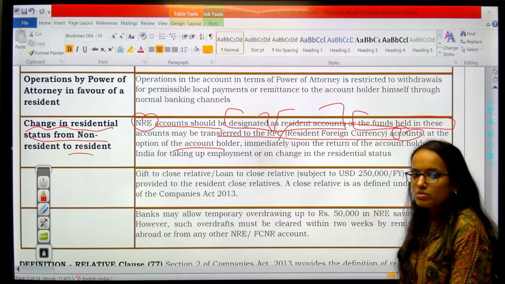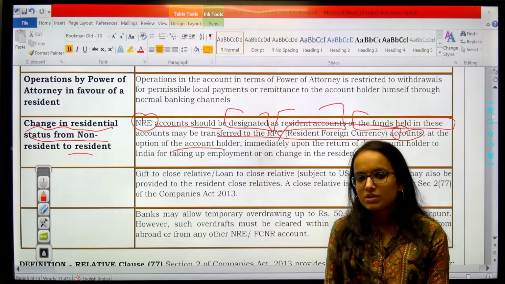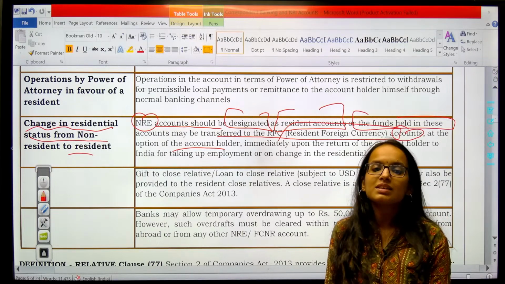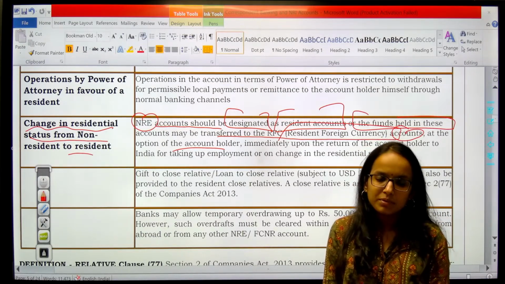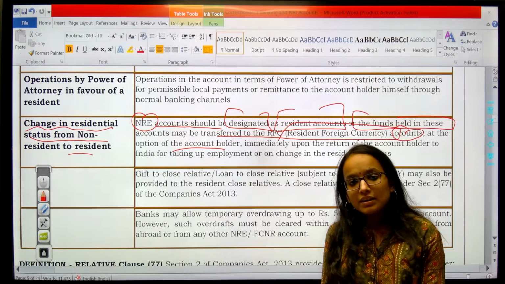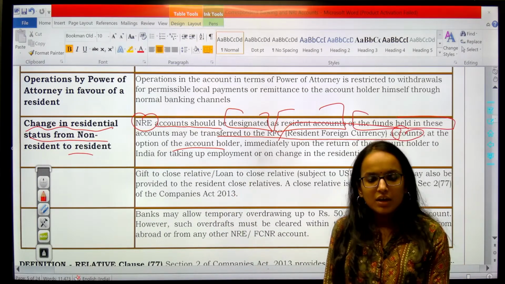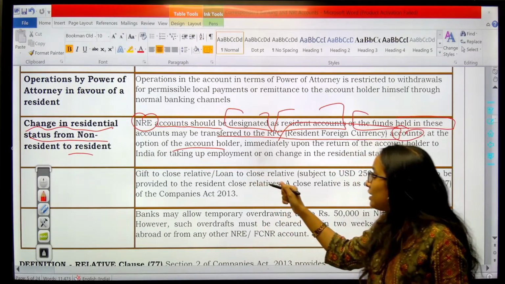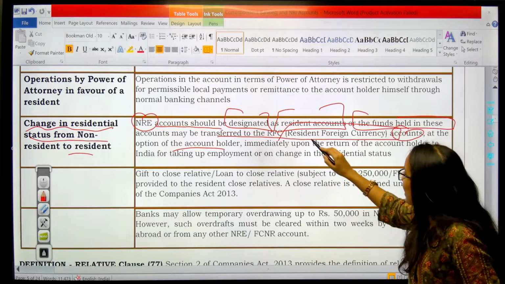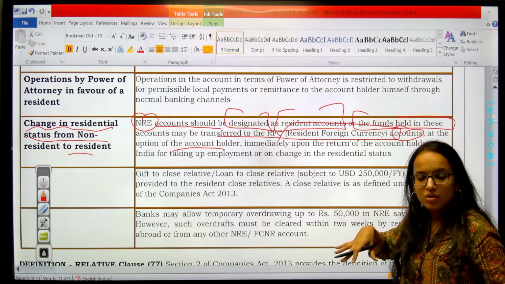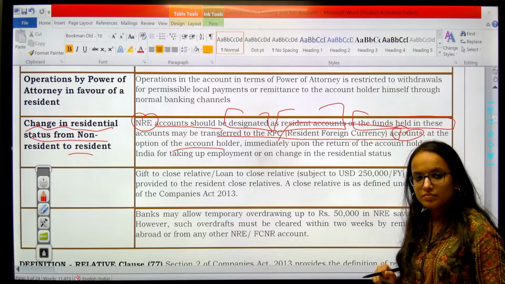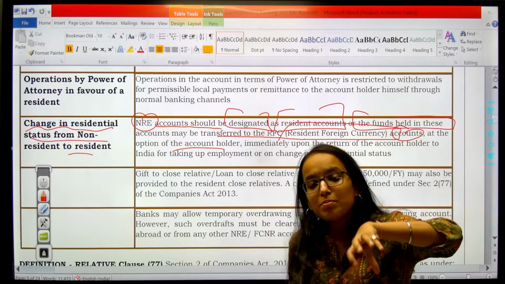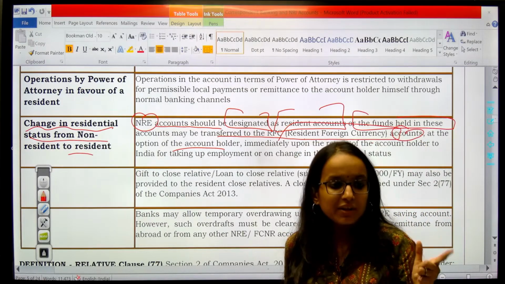So now suppose there was a person residing outside India, having an NRE account in India. Now if the person wants to change his residential status, coming back to India for example, finding employment in India, so that means a longer stay period, right? So residential status will change. For that matter, the NRE account can be designated as your resident foreign currency account, RFC account. So that will be called your resident account, but resident foreign currency account. Are you getting this point?